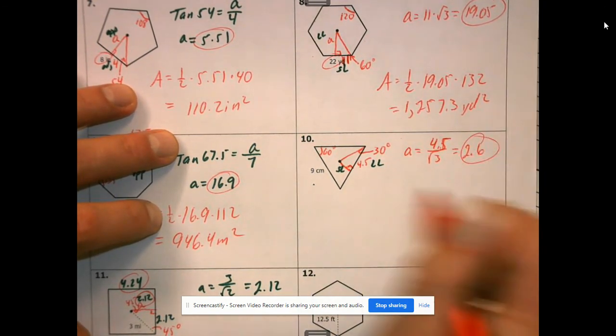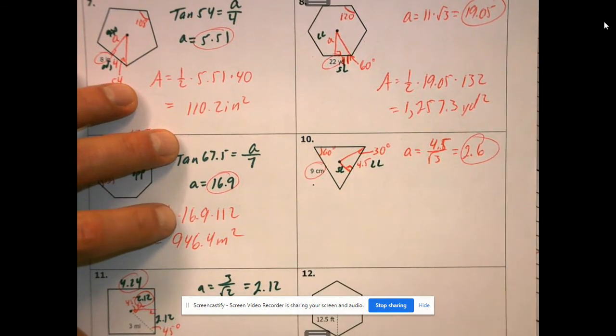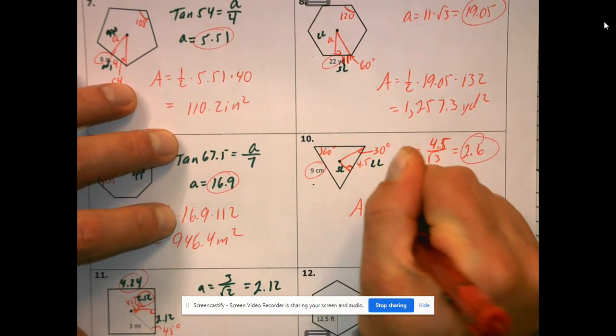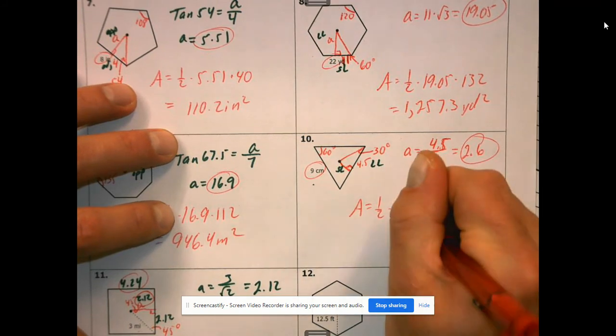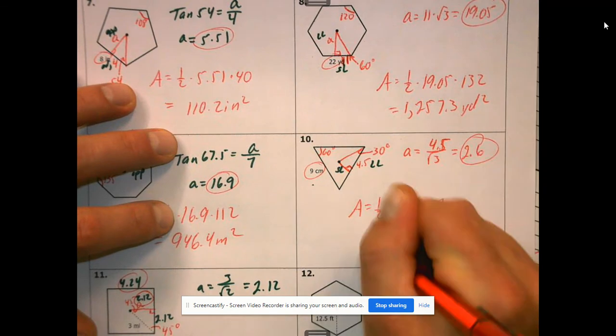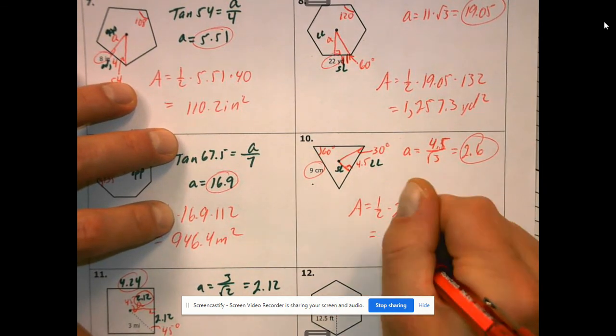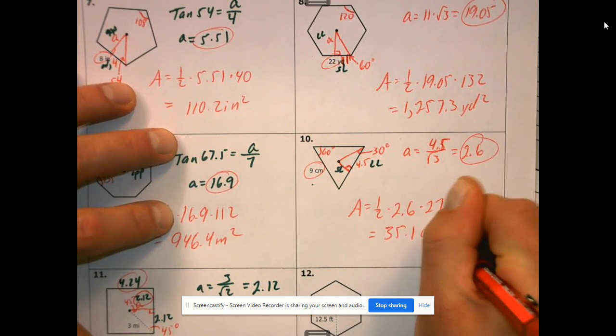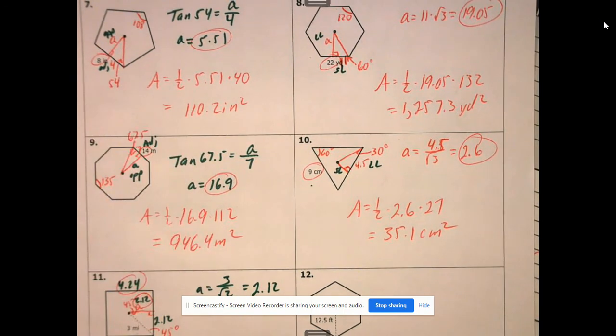We have the apothem. We have the piece of our perimeter. We got the pieces. Area is 1/2 the apothem, which is 2.6, times your perimeter. 9 times 3 is 27. For a total area of 35.1 square centimeters.